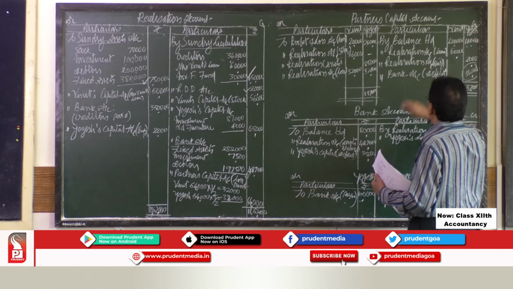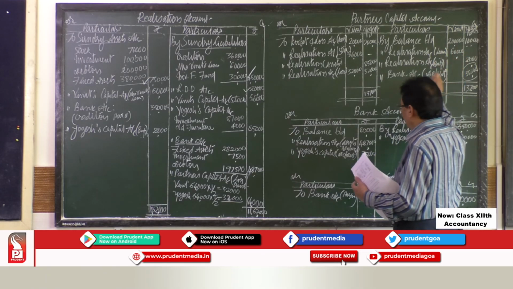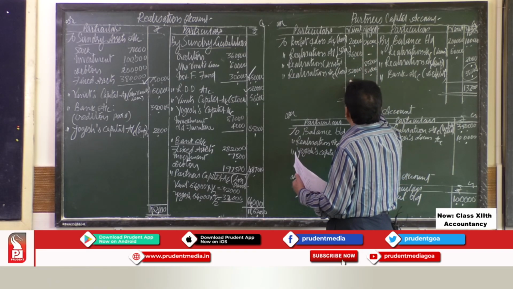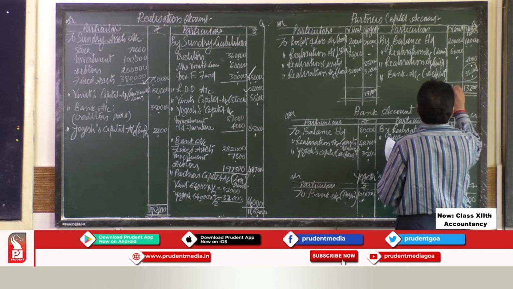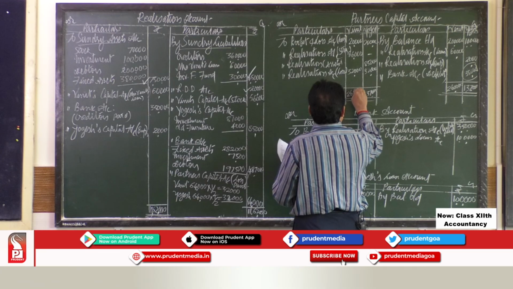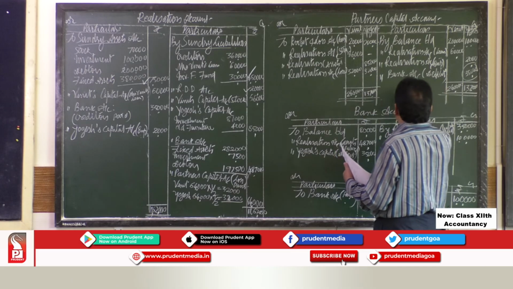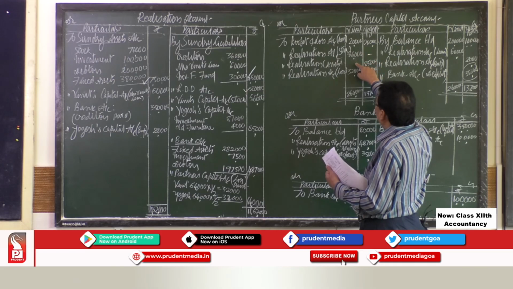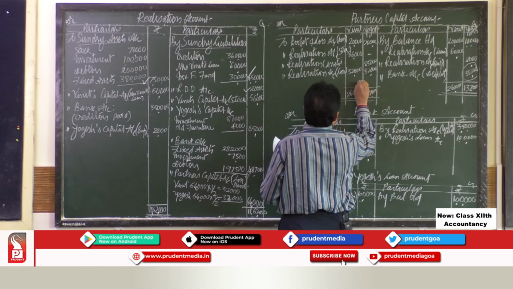Now you have to close the Vinith's capital account. So here it is 2 lakh plus 60,000, 2,60,000. Here it is 20,000 plus 56,000 plus 32,000. So the credit side total is more. This is 2,60,000, bring that 2,60,000. So 2,60,000 we brought it here. From this you have to minus 20,000 plus 56,000 plus 32,000.